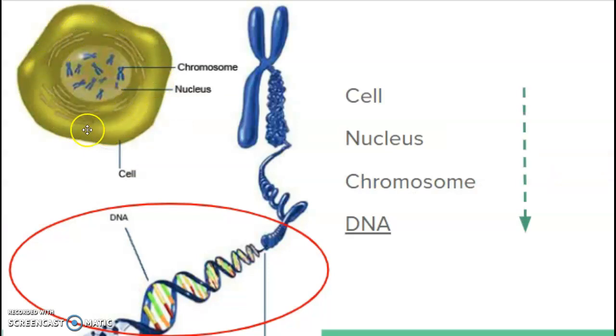So we know that you have your cells, right? Inside your cells you have your nucleus, where you find chromosomes. Chromosomes are usually found in this X shape. And then DNA is what makes up the chromosomes, and then those tiny sections of pieces of DNA are your genes, which actually determine your traits.